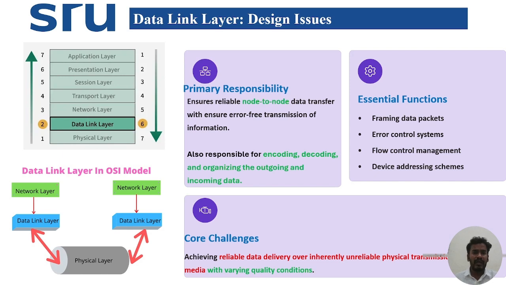The primary responsibility of the data link layer is to ensure reliable node-to-node data transfer with error-free transmission of information. Error-free means the data should be communicated from one to another effectively and fast, without any loss of data. It is also responsible for the encoding and decoding and organizing the outgoing and incoming data, from sender to receiver or node to node.